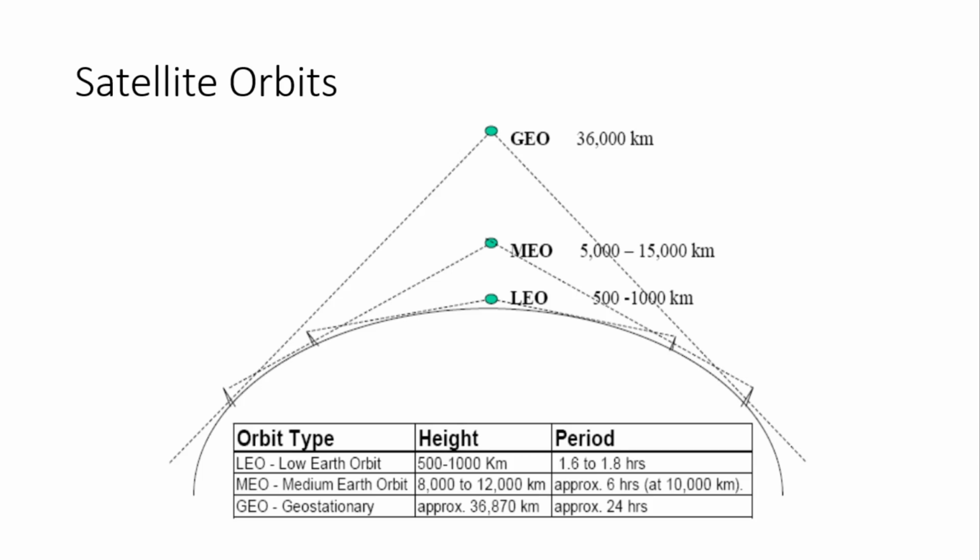Satellite orbits for LEO, MEO, and GEO: there are different heights at which satellites revolve around the Earth. LEO, that is low Earth orbit, is near the Earth, at 500 to 1000 km, with a period of 1.6 to 1.8 hours. MEO, that is medium Earth orbit, is at 8000 to 12,000 km, approximately 6 hours. GEO, that is geostationary, is at approximately 36,870 kilometers. So these are the distances where the satellites are orbiting.